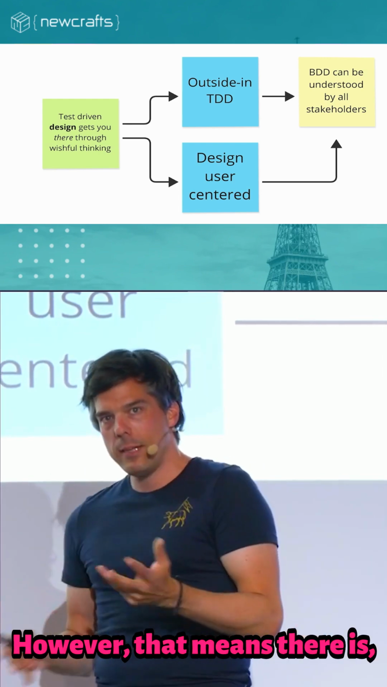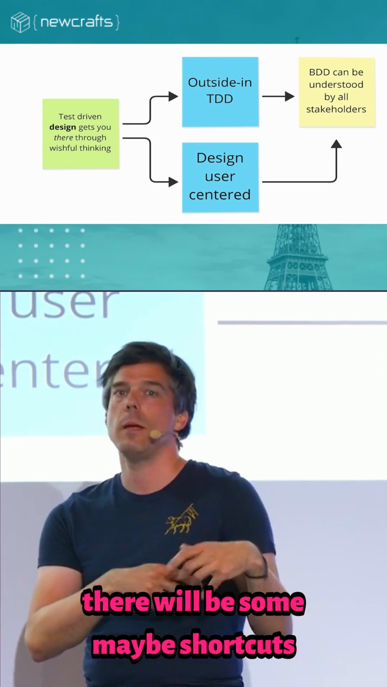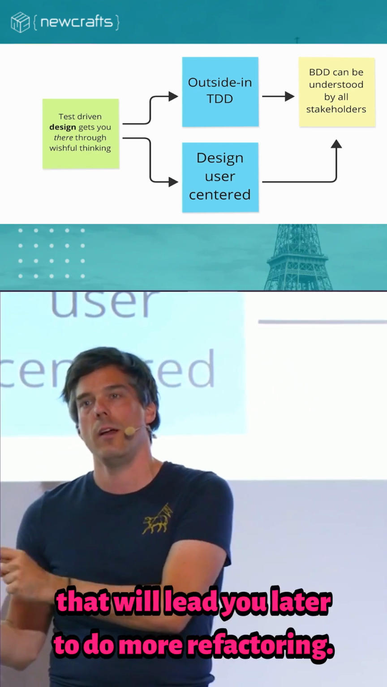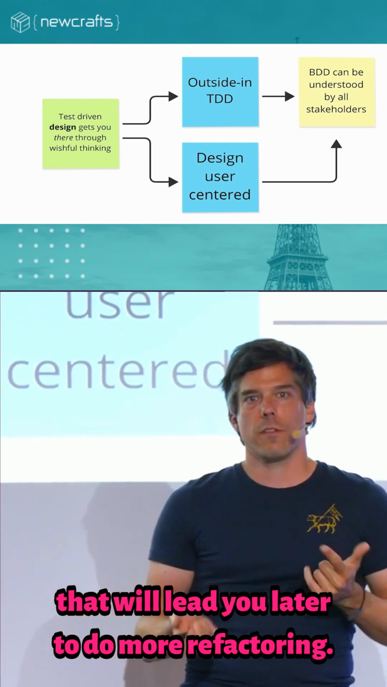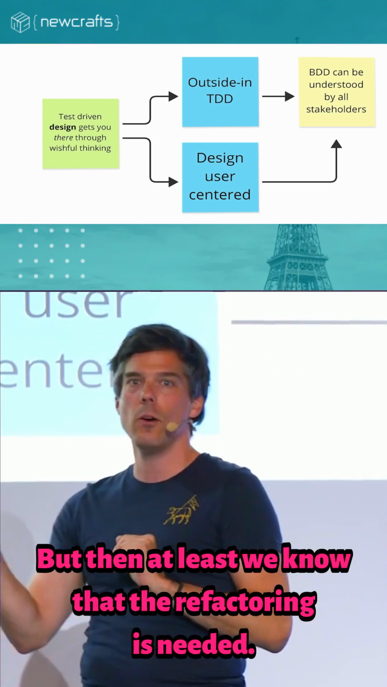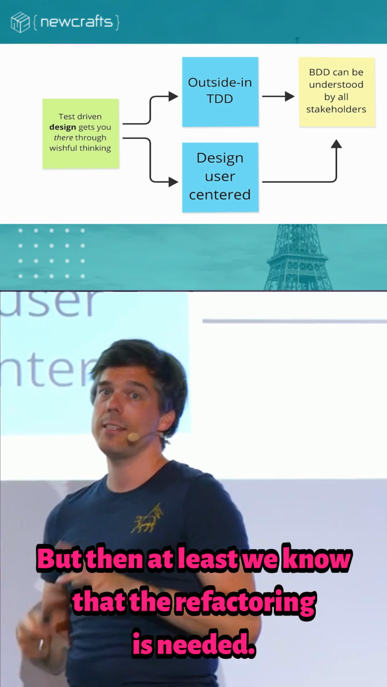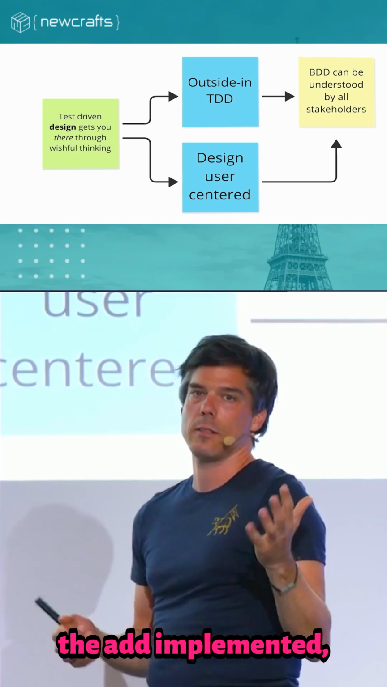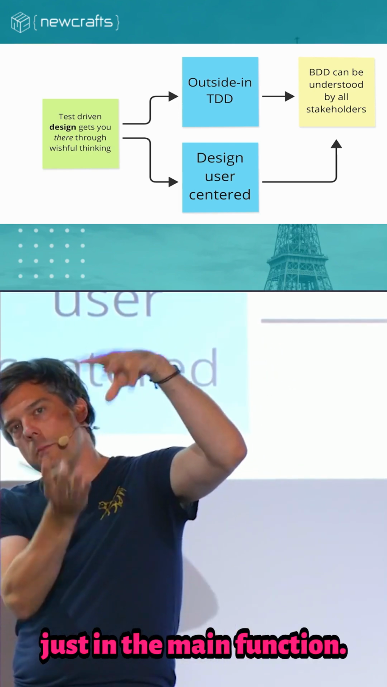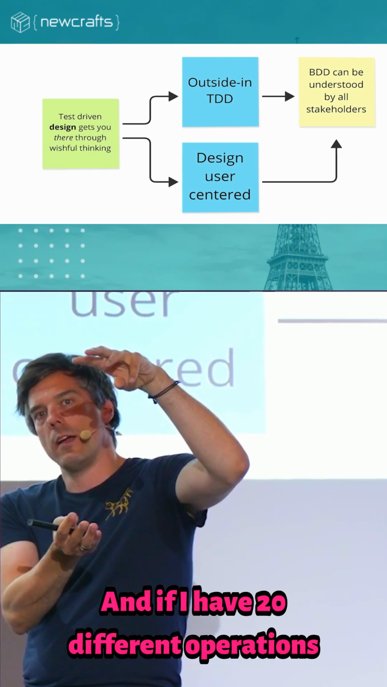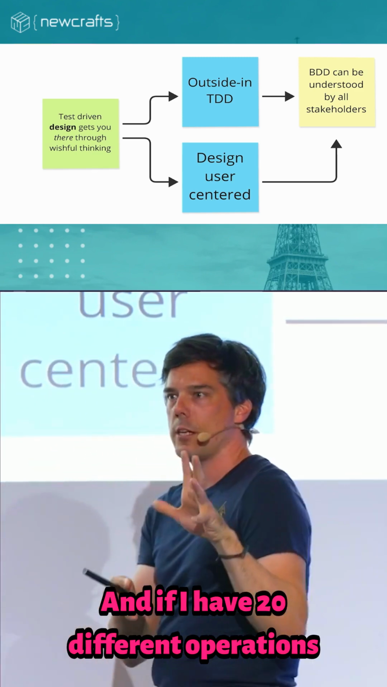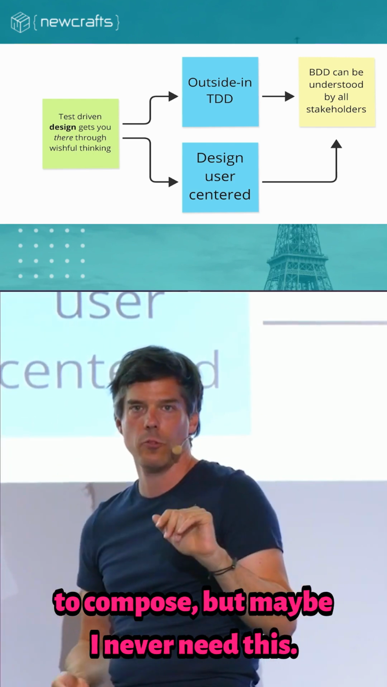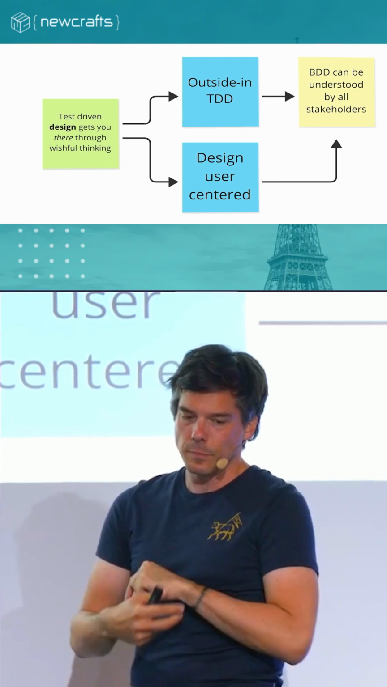However, that means there will be maybe some shortcuts or not super optimizations for any kind of use case that will lead you later to do more refactoring. But then at least we know that the refactoring is needed. In the beginning, I have a calculator which has the add implemented just in the main function. And if I would have 20 different operations that I want, I probably want to refactor this in multiple smaller modules so it's easier to compose. But maybe I never need this.